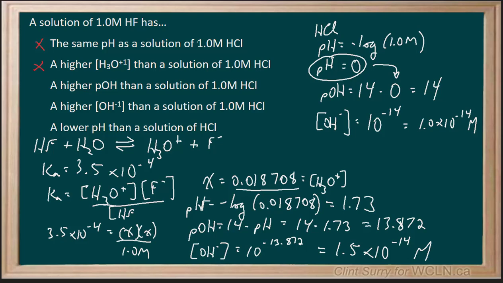So let's look at our pieces of information. A higher pOH, well, that's 13.872 as opposed to 14, so that one doesn't work. A higher hydroxide ion concentration than that for the HCl. Well, that one is true. That one we can see because 1.5 times 10 to the minus 14 as opposed to 1.0 times 10 to the minus 14. And there's no way that it has a lower pH than hydrochloric acid, which is sitting at 0, versus the hydrofluoric acid at 1.73. So our correct answer would be this one.